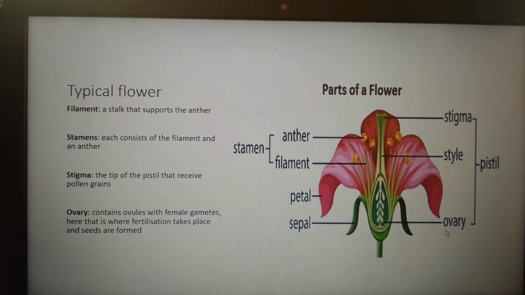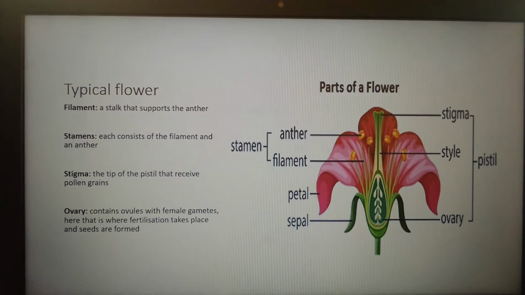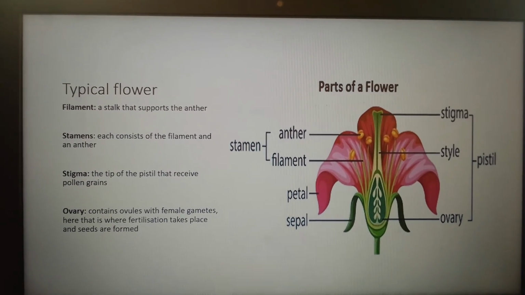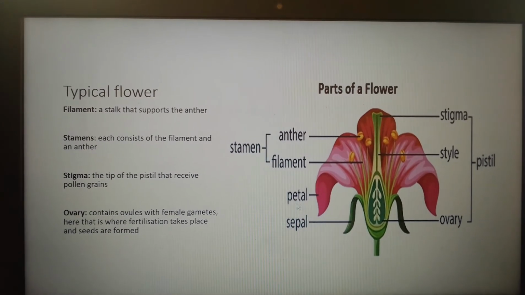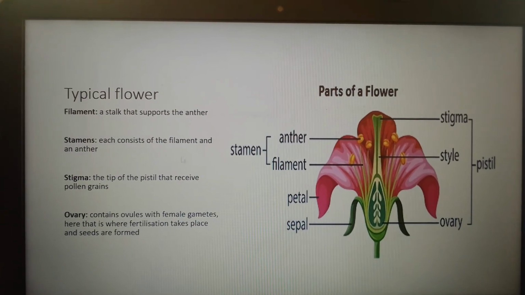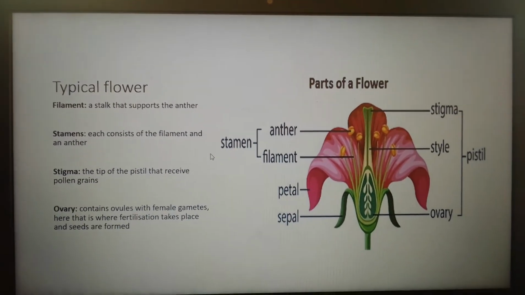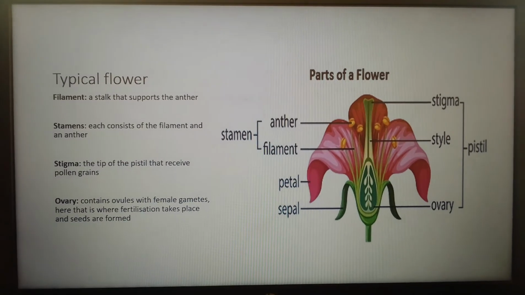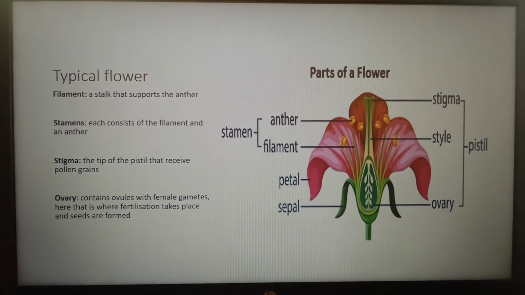Okay, let me explain our plant parts. We have the stamens. Like I said, these are the male parts or the male organs of the flower. Each consists of a filament and an anther.